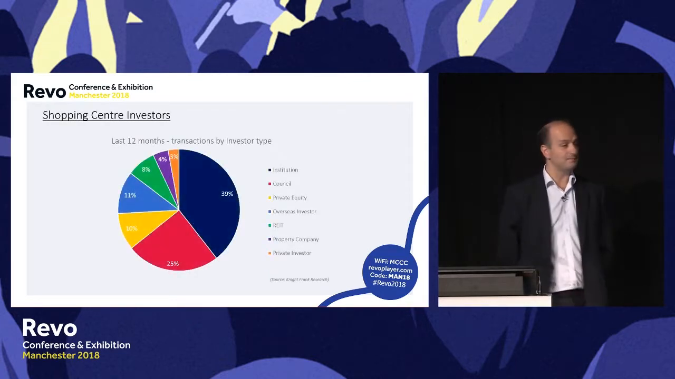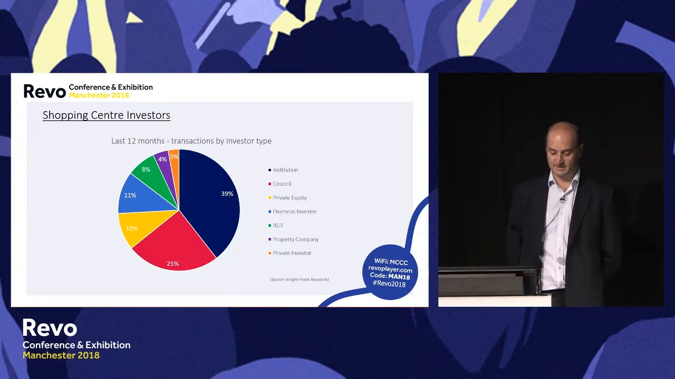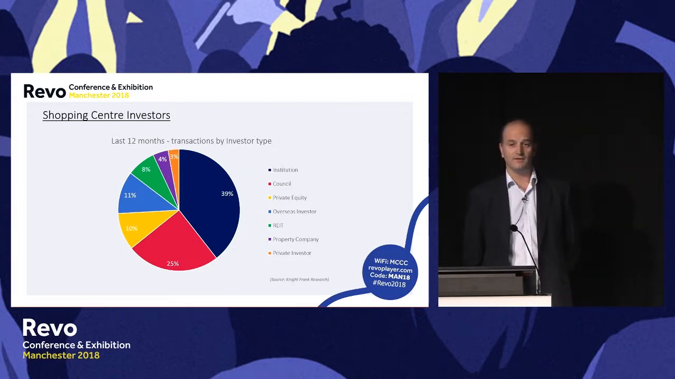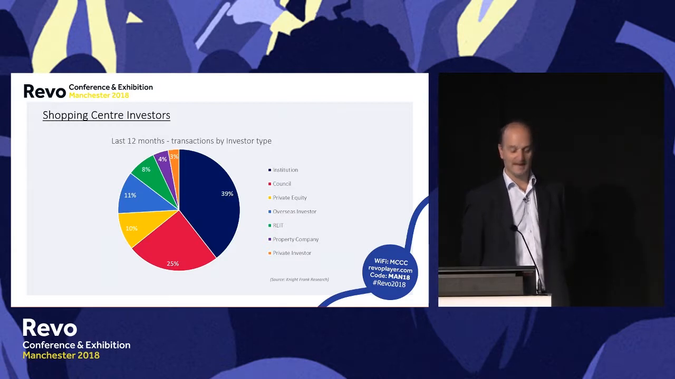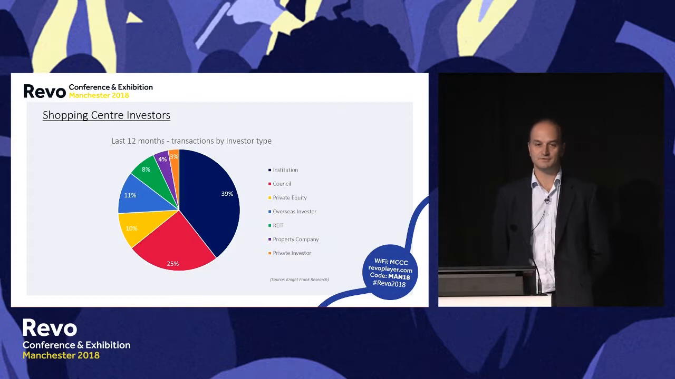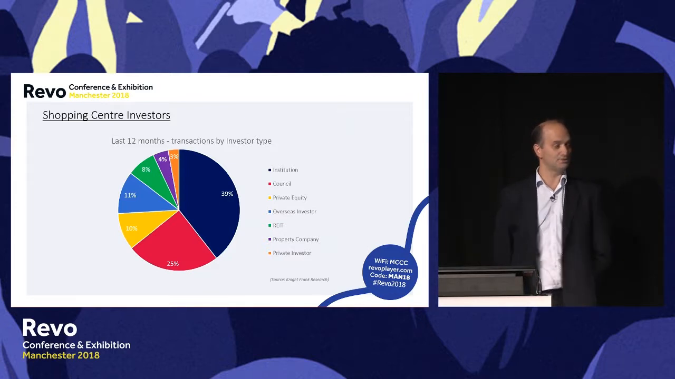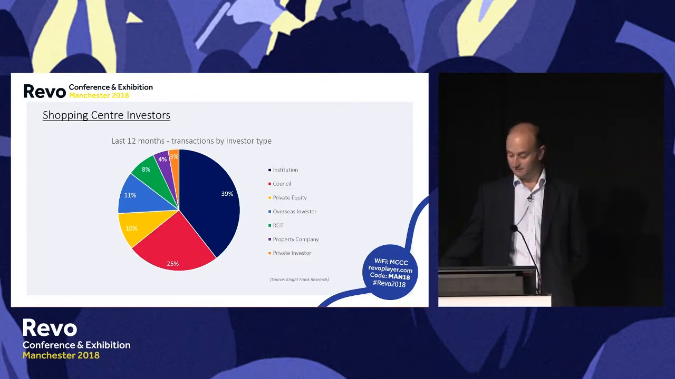So who has been actively investing in the sector over the past 12 months? Well, the much publicised activity of the councils shows up here, representing around 25% of the market. But it may be a surprise to some of you to see that actually institutions have still been the main buyer in shopping centres over the past 12 months. I would, however, caveat that most of that activity was the end of 2017, early 2018. And since Easter, we've really seen hardly any activity from the institutional market at all.